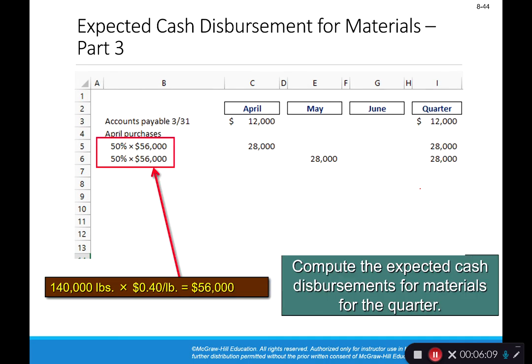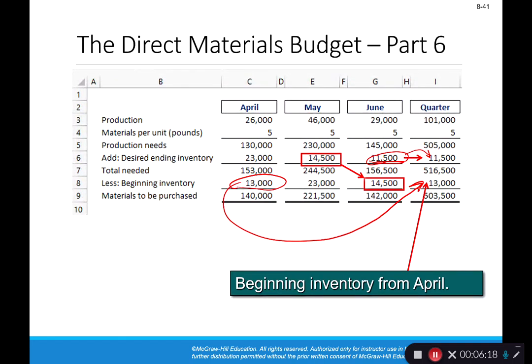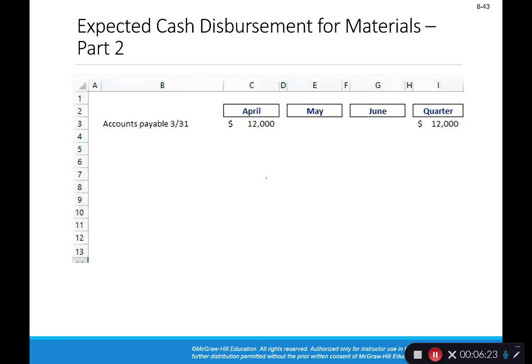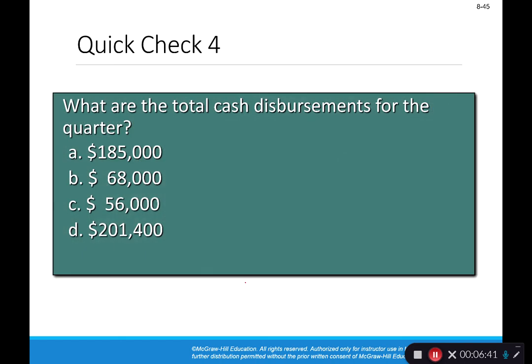And then for April purchases, 50% of those purchases, which if I go back, April purchases were 140,000 pounds. So there's a lot of back and forth to follow all these numbers. But we take the 140,000 pounds times the 40 cents a pound. That's where that 56,000 came from. Half is going to be paid in April, half in the next month of May. And then we would do the same thing for the other months.